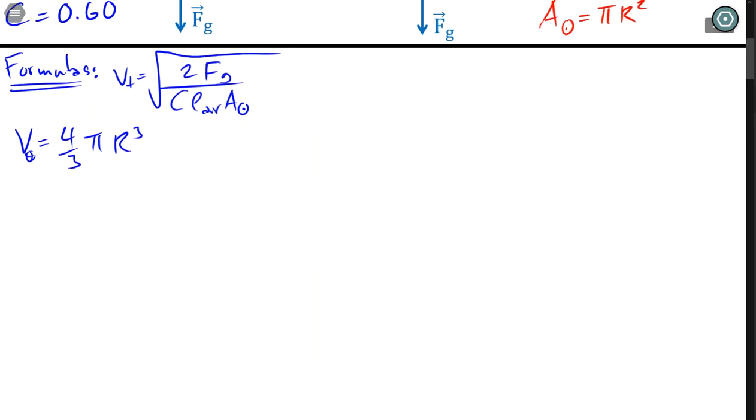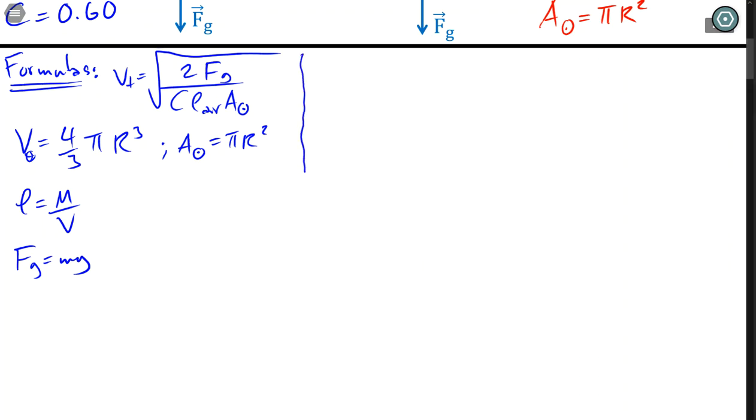We'll also need the formula for density. Density of the water is going to be mass over volume. We have the formula for the area of a circle as well, and a formula for weight, or the magnitude of the weight. We know it's going down. Okay.